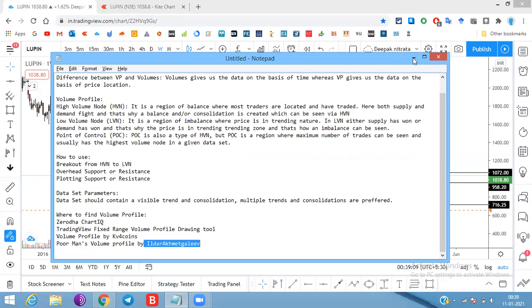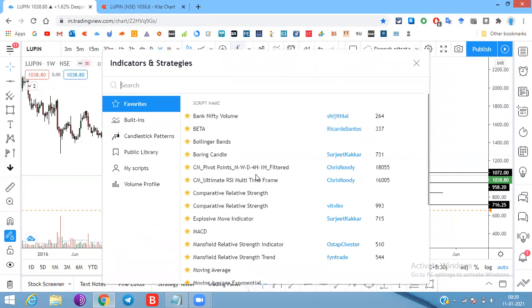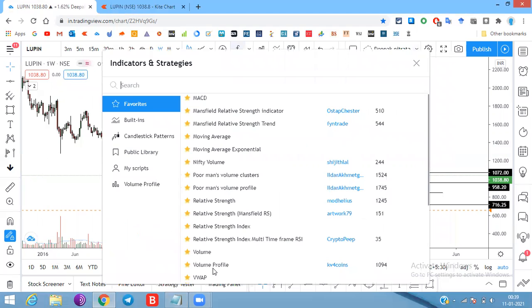I'll show you in the public library too. One sec. I guess it's in my favorite section. Wait, let me show you this. So I have this volume profile, and KV4 coins is the creator of it. I have Poor Man's Volume Profile, and I can't spell or pronounce this. Just take note of this, take a screenshot of this. It's by the name Poor Man's Volume Profile.